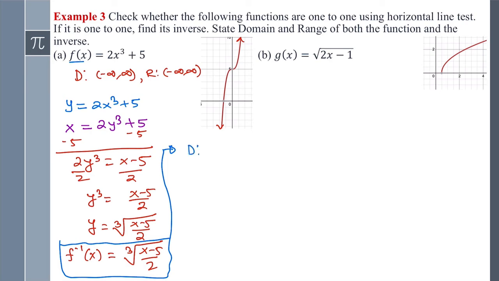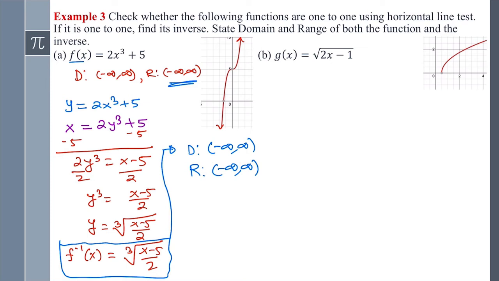So remember, the domain of the inverse is the range of the function, and the range of the inverse is the domain of the function. They just switch. So we already have the domain and range for the function. So for the inverse, domain is this range, which is all real numbers, and then range is the domain, again, which is from negative infinity to infinity.